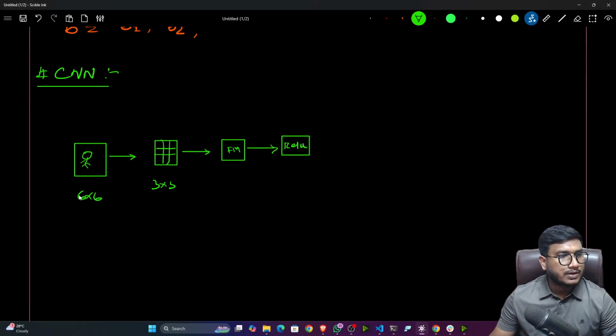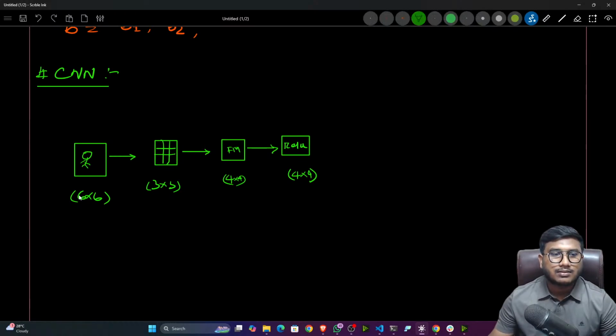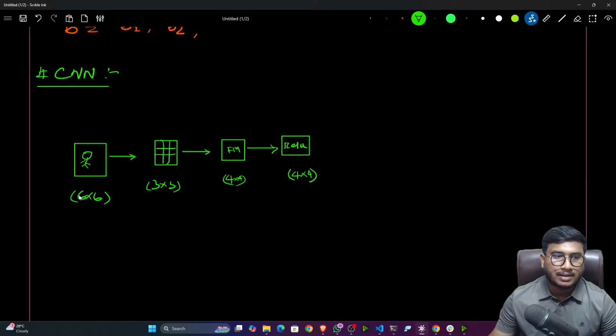Now, if I apply the filters, 3 cross 3, on a 6 cross 6 image, the feature map I will be getting, guys, is 4 cross 4. And if I pass it to the ReLU, again I will have 4 cross 4, because ReLU will only do this: if a value is negative, it will bring it to 0, and if it is any positive number, it will keep that number. This is the idea. Then I will pass it to the max pooling.